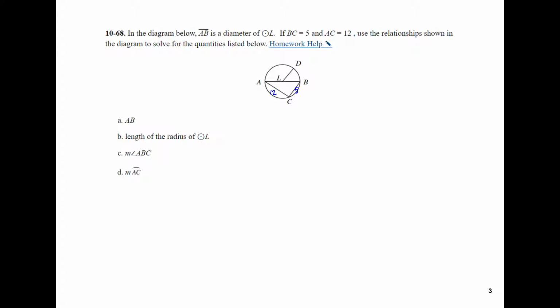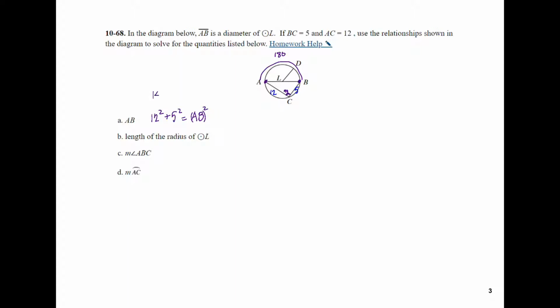So the first thing that I recognize looking at this picture, if AB is my diameter, I know that the diameter is equal to 180 degrees. So arc AB is 180 degrees, which means angle ACB is half of that. So this angle is 90 degrees. So after I prove that that angle is 90 degrees, I then can use some right triangle trig to find line segment AB. So 12 squared plus 5 squared equals AB squared.